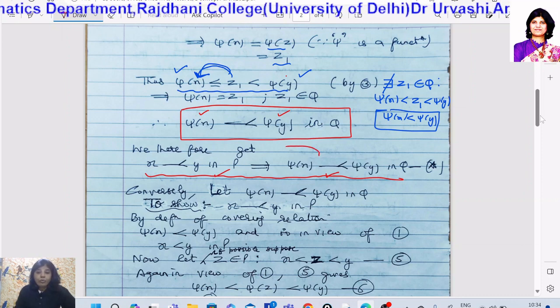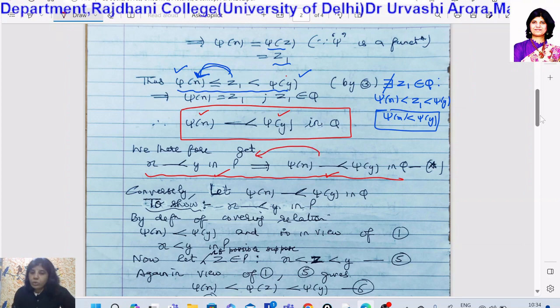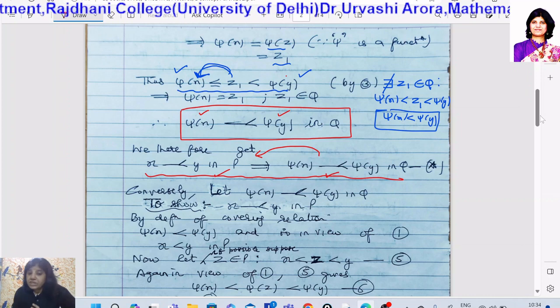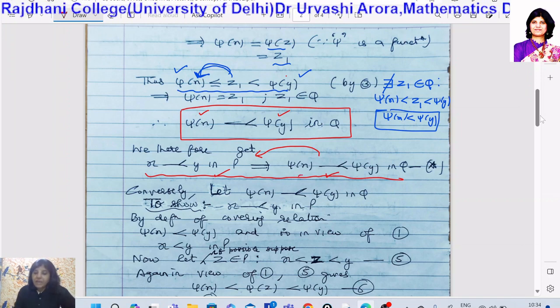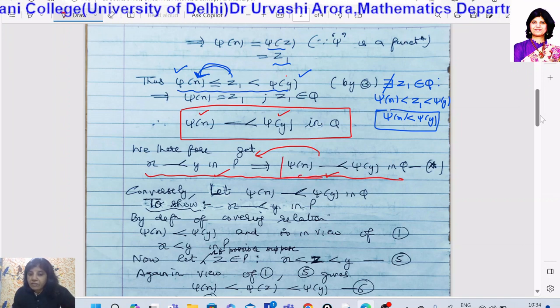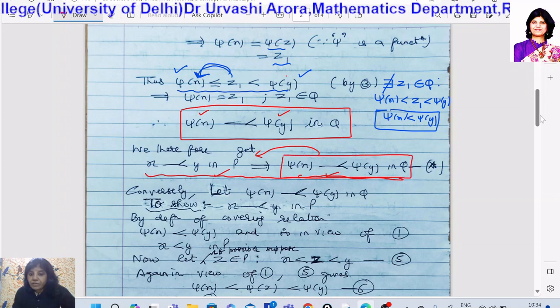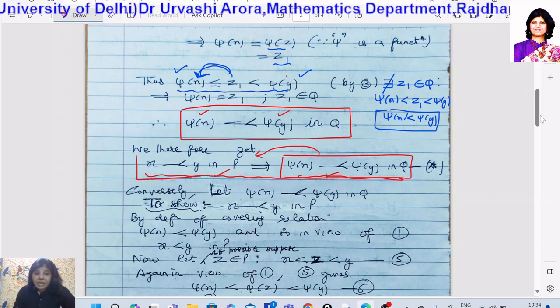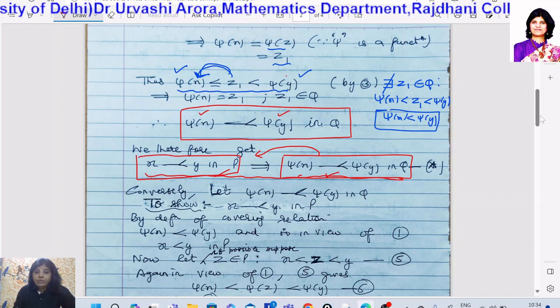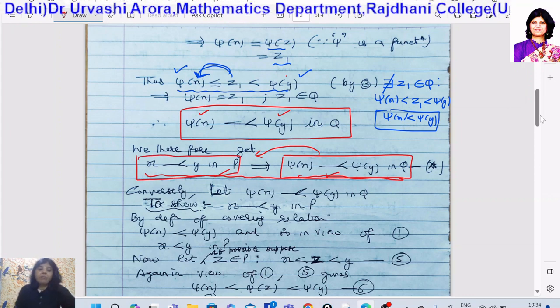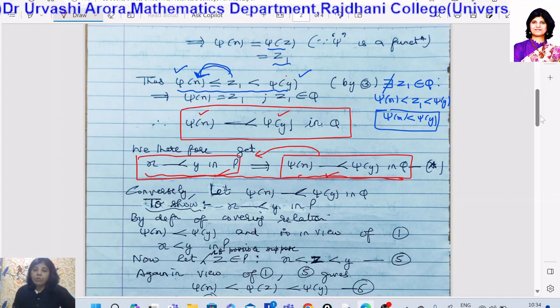Now we have to prove the result the other way around also, which means that if the images behave in the same way, which means that if psi x is covered by psi y in Q is given to you, then you have to show that the elements also behave in the same way, which means that you have to show that x is covered by y in P. So the other way around also this has to be shown.